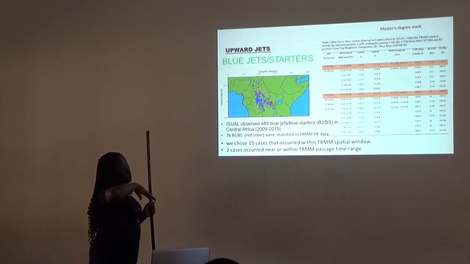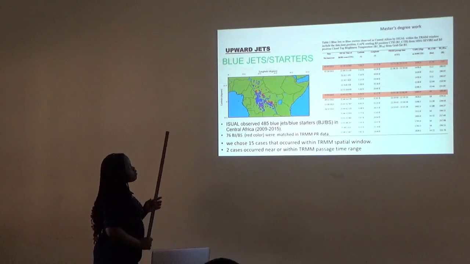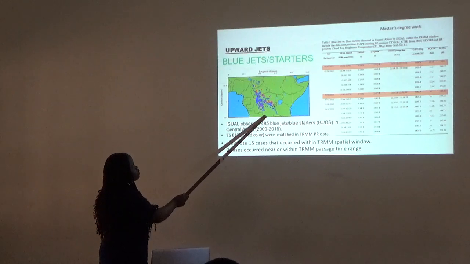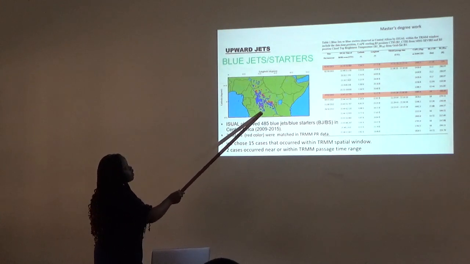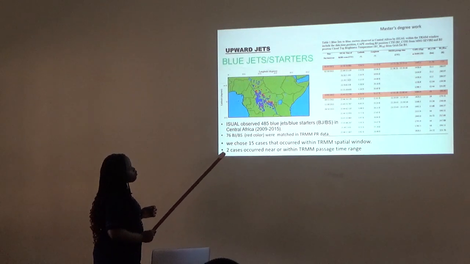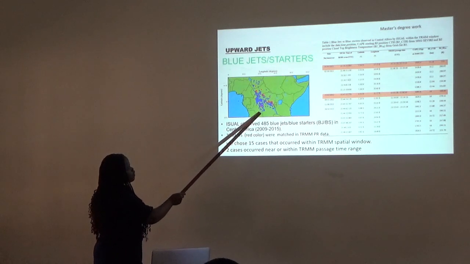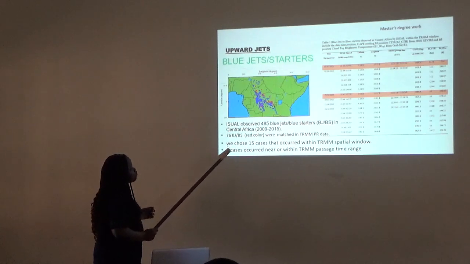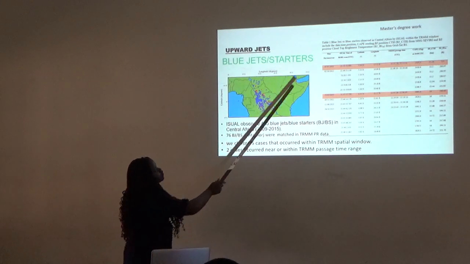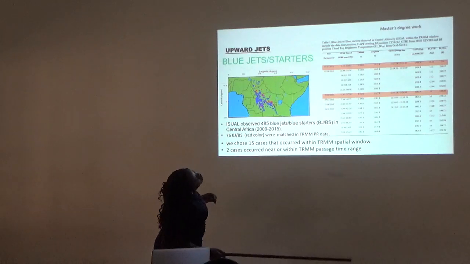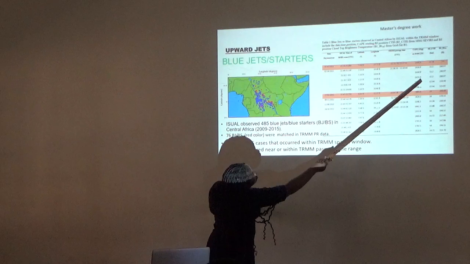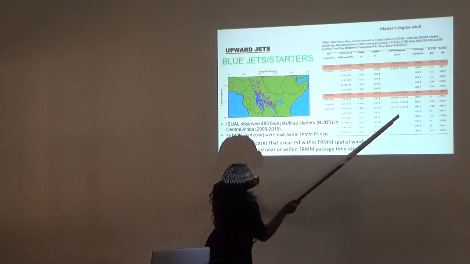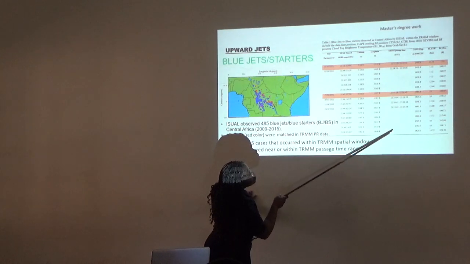Because TRMM is a polar satellite, it moves. So when it finds maybe a blue jet within this region, we can observe the storms in this region. At the time when TRMM observed this region, we found only 2 cases, which are this one and this one. And these cases were, this was their cloud top height in the Central African region.